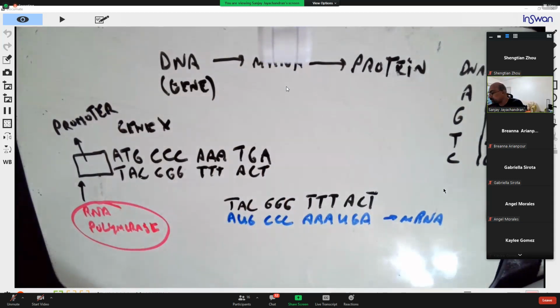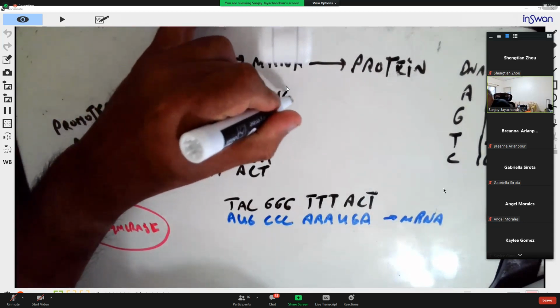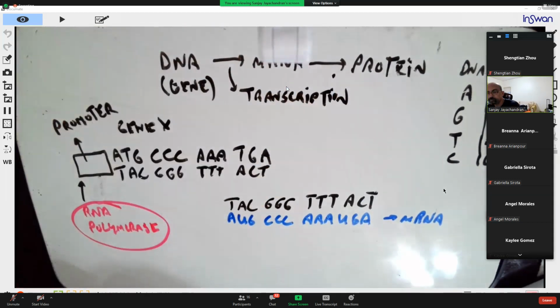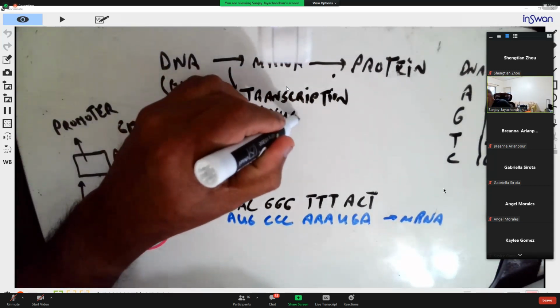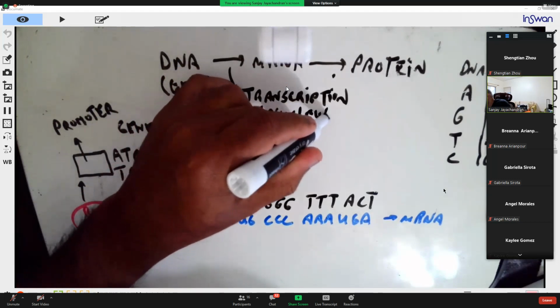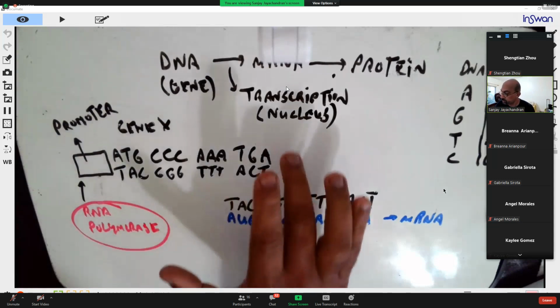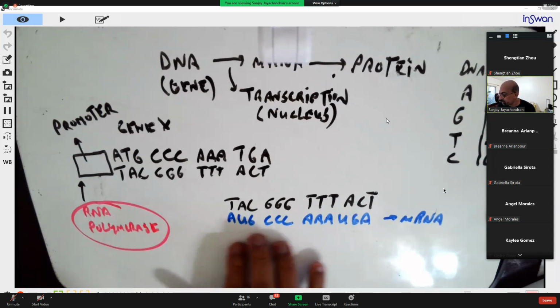Okay, so this process is called transcription. And since the DNA is in the nucleus, that's where this takes place, the nucleus. So this process, making RNA using DNA as a template, is called transcription, and it occurs in the nucleus.